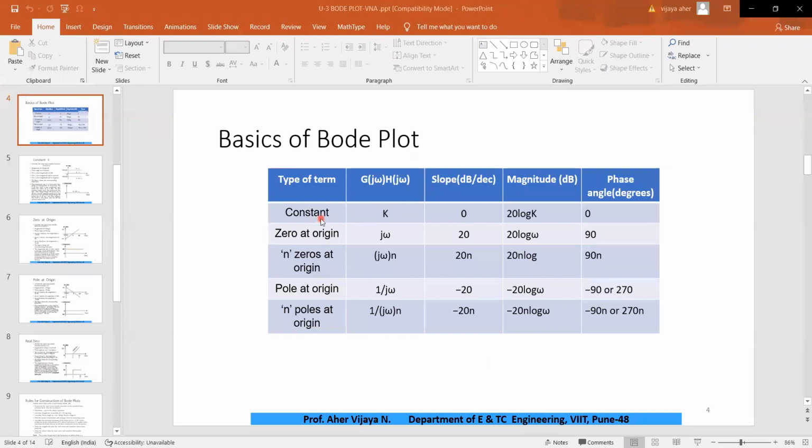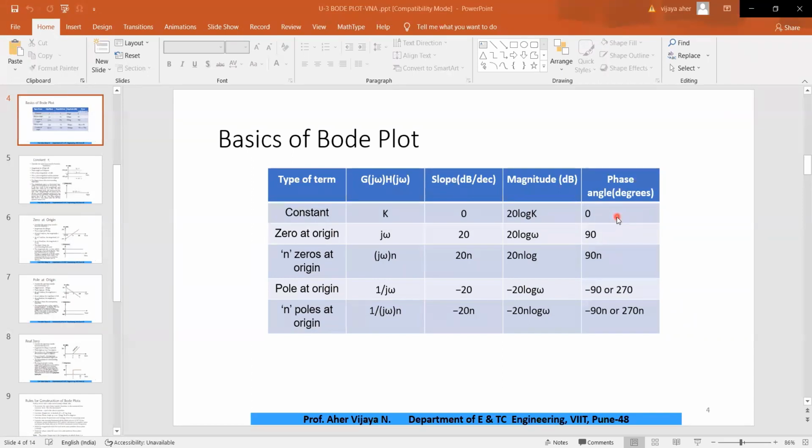So for constant k, that means your G of j omega into H of j omega is equal to k. At that time, slope is 0. This much you have to remember. Slope is 0. Then magnitude, you have to calculate magnitude. Magnitude is equal to 20 log of k to the base 10. And phase angle is equal to 0, right?